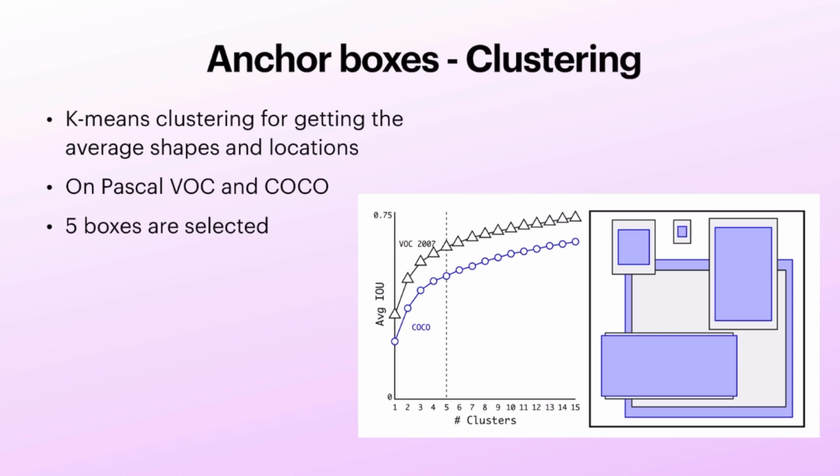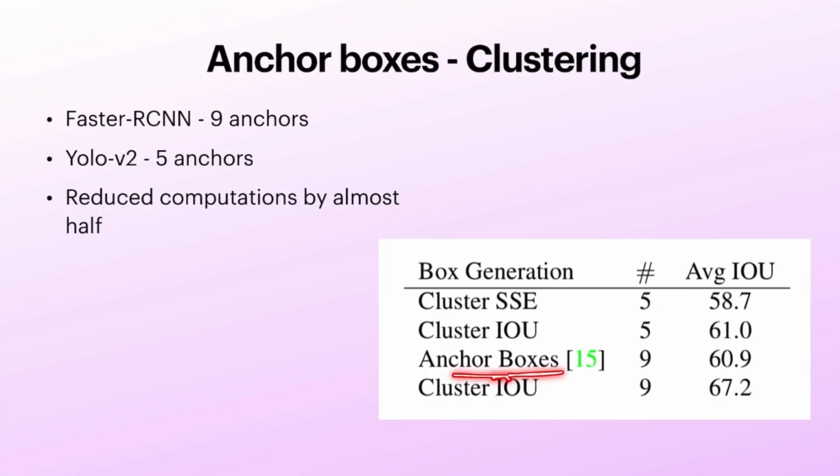They have done the experiments with different number of clusters, and finally they have selected 5 boxes as the optimal boxes. That means 5 anchor boxes. They are predefined anchor boxes which are used in FastRCNN.